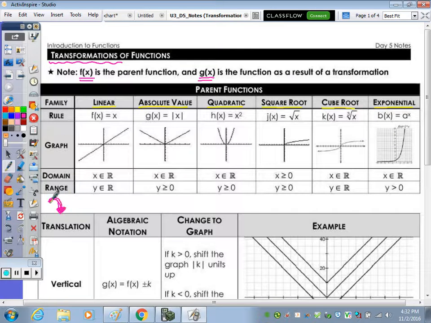Before we get to that section, I would just like you to focus your attention on the rule for each parent function. I'm going to go column from left to right. I'll start with the linear, just to review. In our linear function, we have f of x equals x. That's our parent function. So that is a line that intersects the origin at 0, 0.